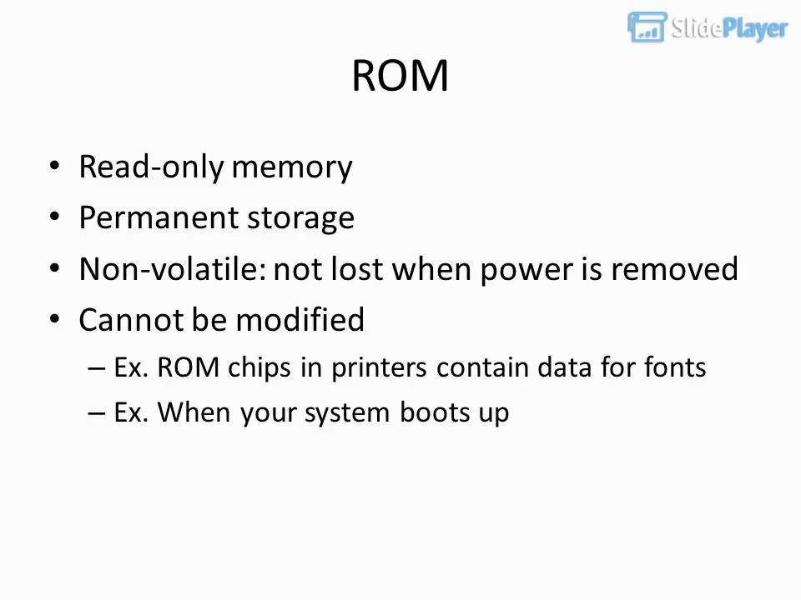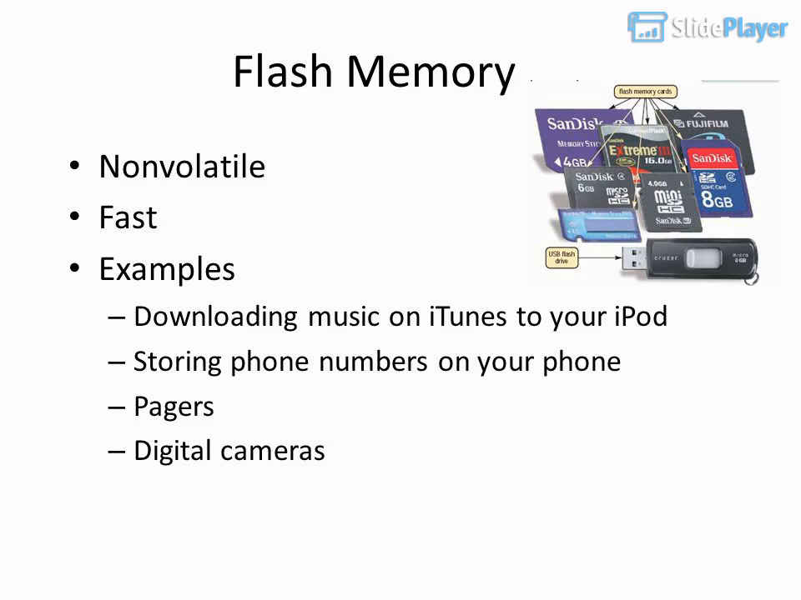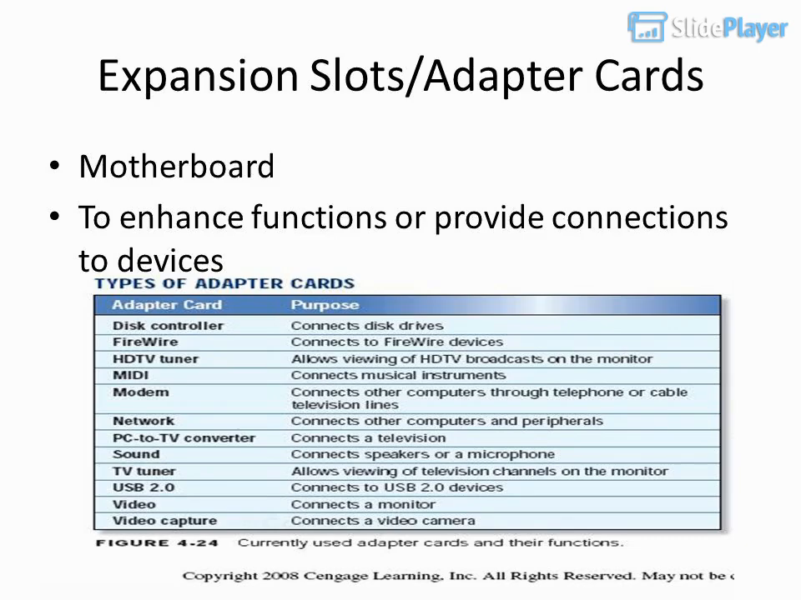ROM, read-only memory, is permanent storage. It is non-volatile, not lost when power is removed, and cannot be modified. For example, ROM chips in printers contain data for fonts, and ROM holds instructions for when your system boots up. Flash memory is non-volatile and fast. Examples: downloading music on iTunes to your iPod, storing phone numbers on your phone, pagers, digital cameras.